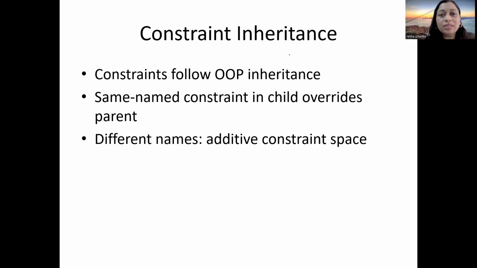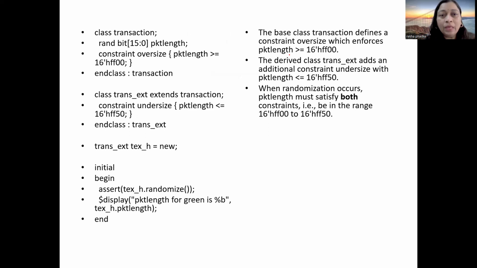So constraints can be inherited also in System Verilog. You can inherit the constraint. That is to say, if parent has a constraint and you call a child, then child will also inherit those constraints. Okay, so let's see how it works.